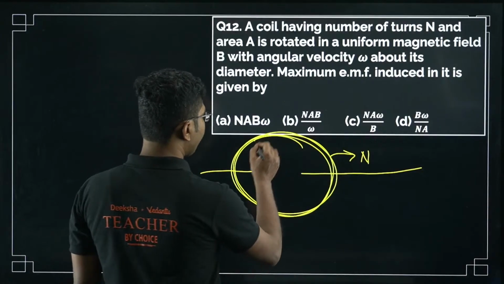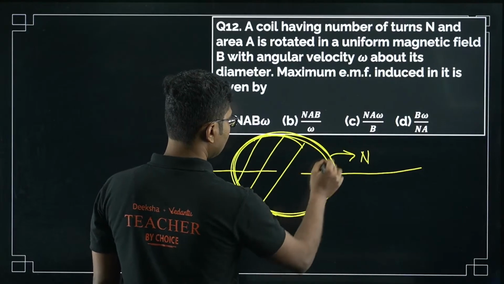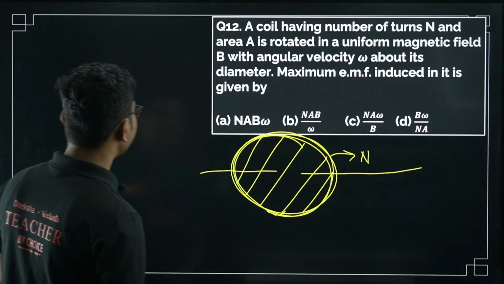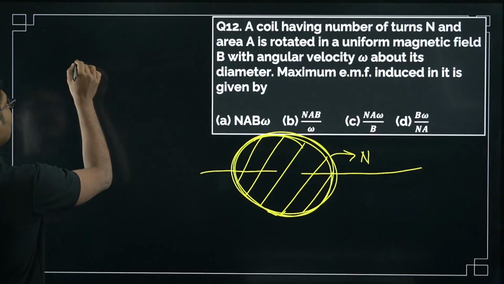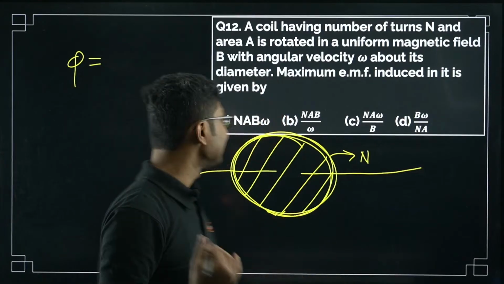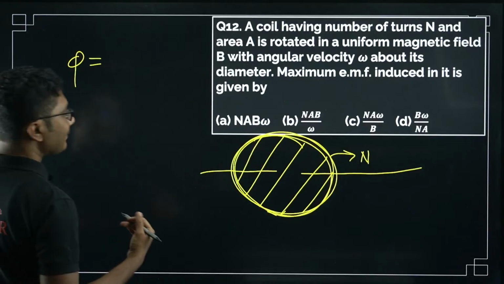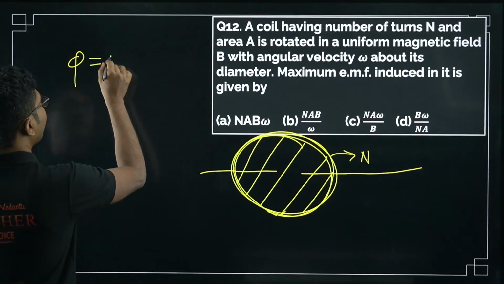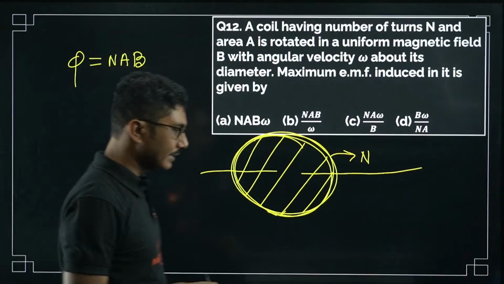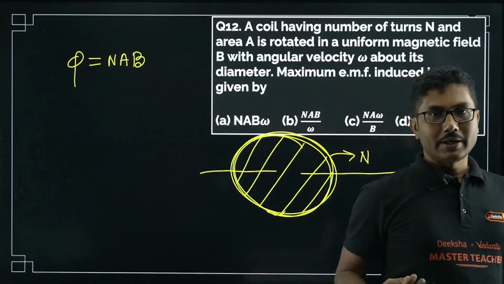So first of all we have to calculate what is the flux linked with it. This is a different question, even though it is similar to that previous one, this is slightly different. The flux linked with this is given by number of turns into area into magnetic field B. NAB is the flux linked with it, right?